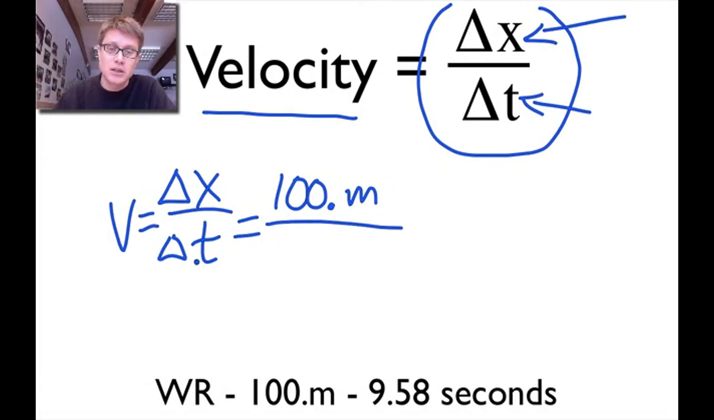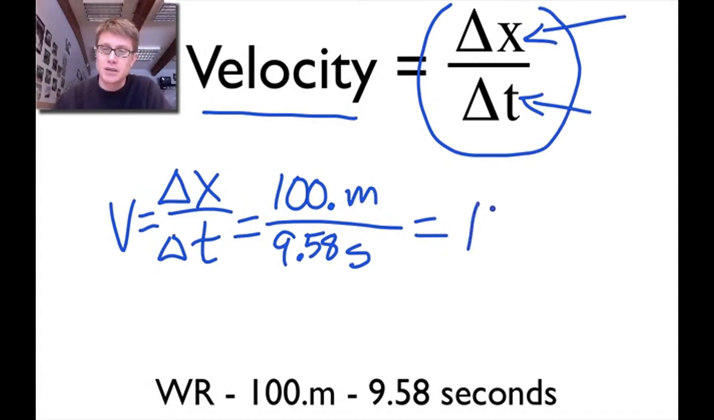Now we look at the change in time. Well, the change in time is 9.58 seconds. Okay, so how do we do this? We're going to divide 100 meters by 9.58 seconds. I did that just a second ago, and I got 10.4. And the units then are going to be in meters per second. And so the average velocity of Usain Bolt during his whole run is 10.4 meters per second.